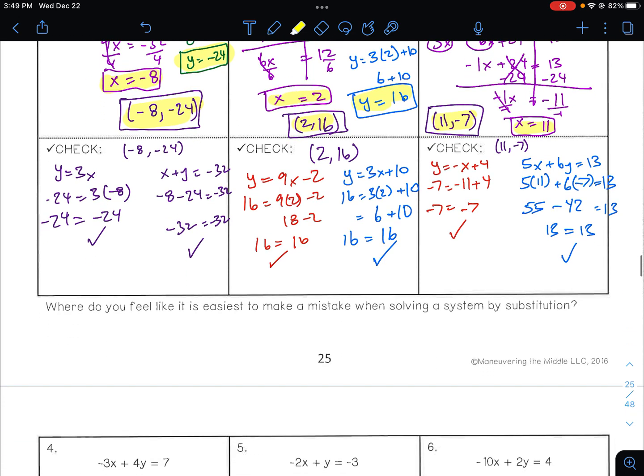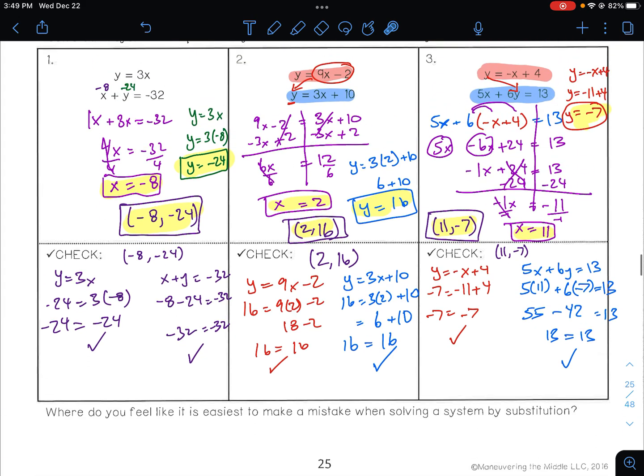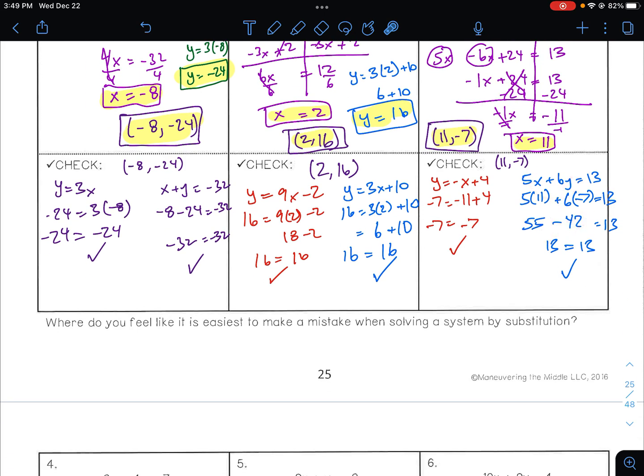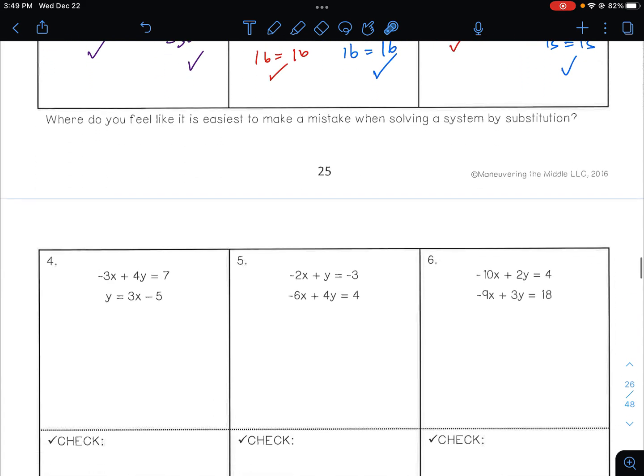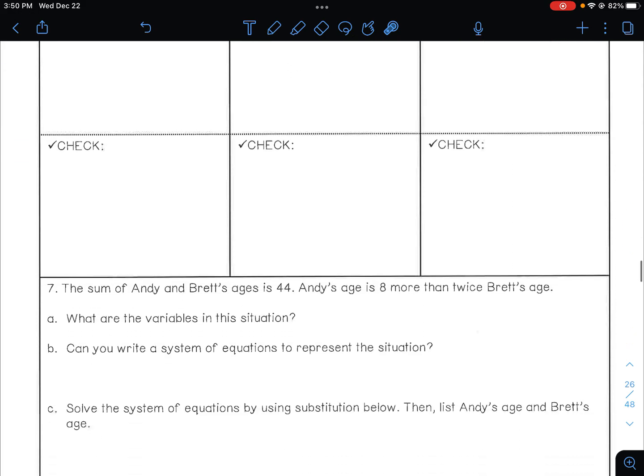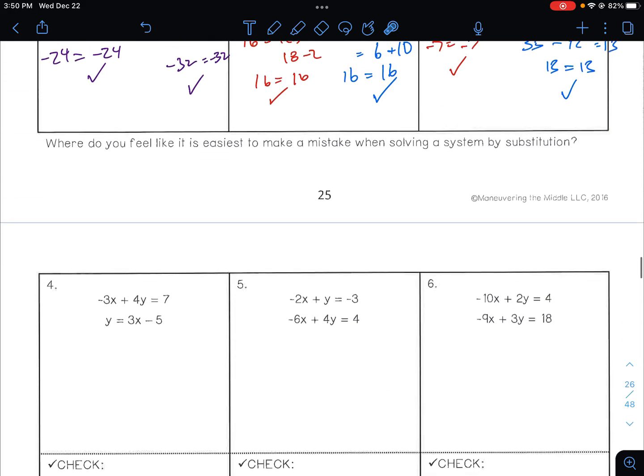Where do you feel like it's easiest to make a mistake when solving a system by substitution? For me, it's with all the signs. When you do the distribution, you need to make sure you get the signs right. But even when I checked answers, replacing the right variable with the right number can be tricky, so you can make mistakes on that. So let's go ahead and try these next couple of questions.